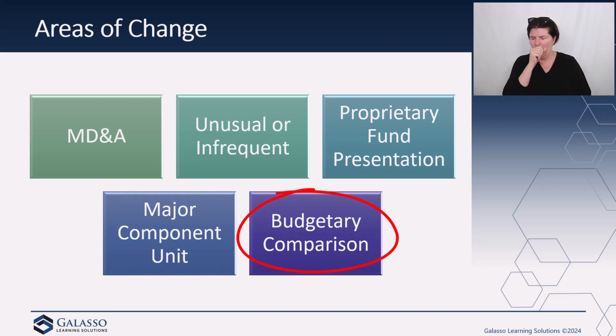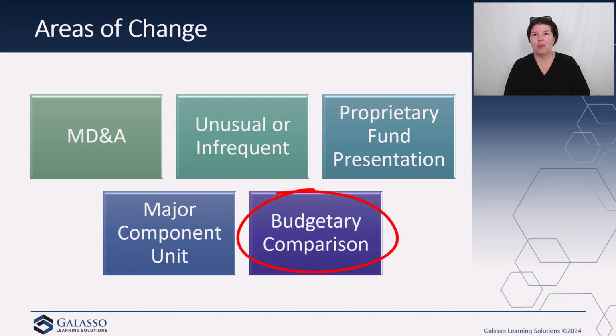Another change is related to budgetary comparison. Currently, you have a choice in the presentation of the budgetary comparison. It can be RSI or a financial statement. This is going to require that governments present budgetary comparison information using just a single method, RSI, required supplementary information.